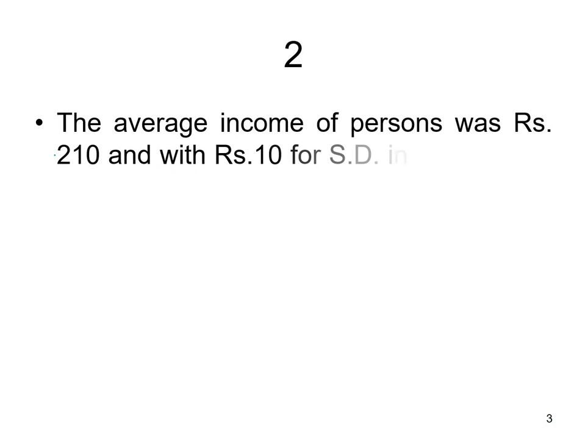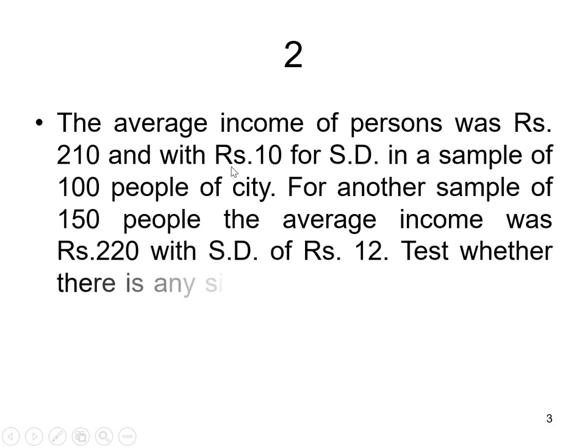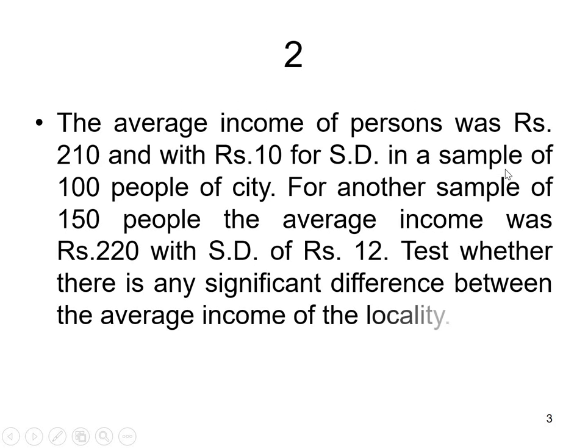The average income of persons was rupees 210 with rupees 10 for standard deviation in a sample of 100 people of a city. For another sample of 150 people, the average income was rupees 220 with standard deviation of rupees 12. Test whether there is any significant difference between the average income of the locality. So here it is given two samples, right? So the average income of persons was rupees 210 with standard deviation 10 in a sample of 100 people.